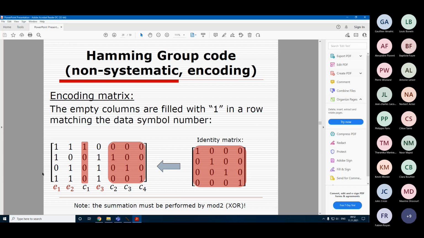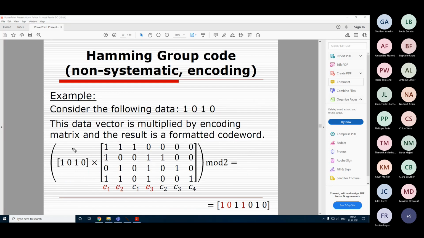So basically the idea is this matrix is the encoder device. So we multiply our data block with this matrix. For example, this is our data block.